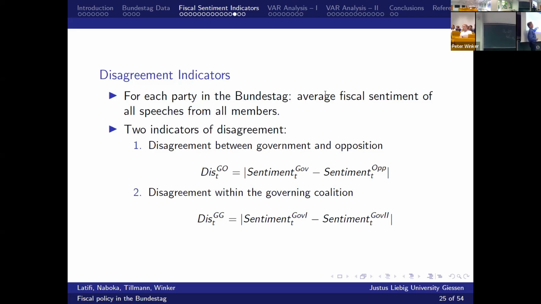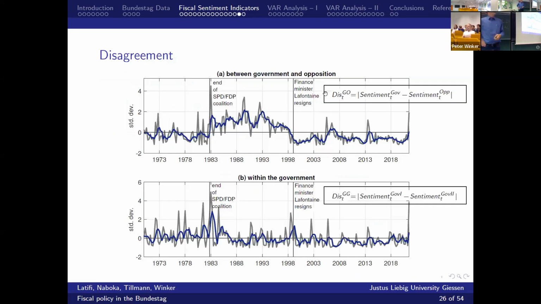There we then use the maximum of the pairwise distances. So probably that's FDP and Grüne, I guess, but whatever it is, the maximum of the different distances will be considered as disagreement in the 3-party coalition. And these are the numbers.